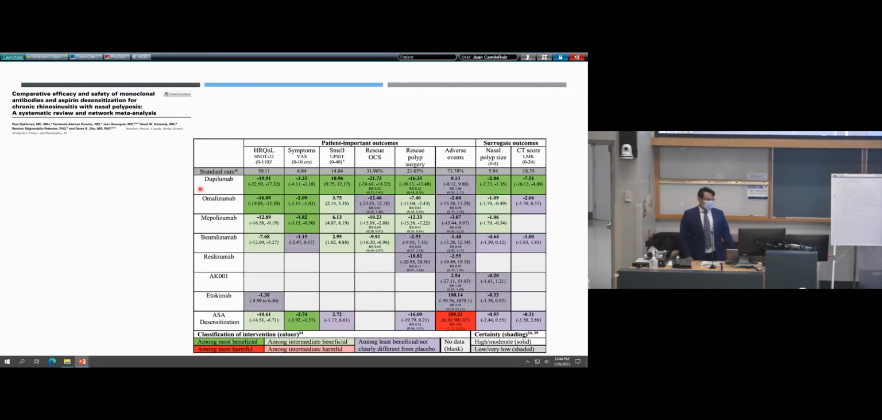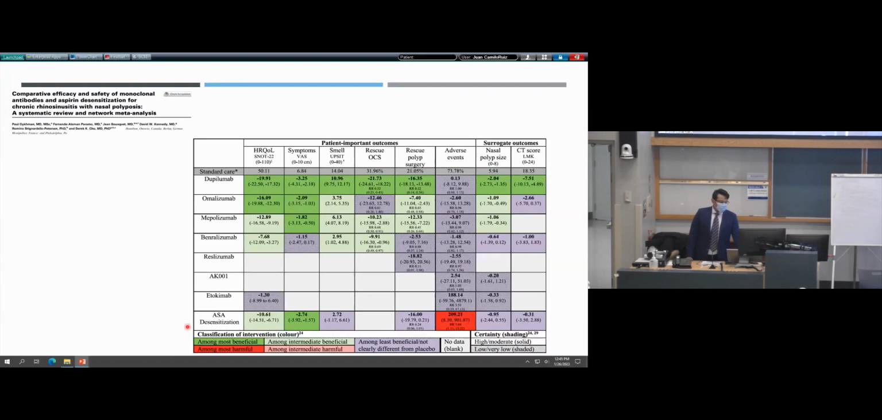The SNOT-22 score, visual analog score, increased improvement of smell, less use of oral corticosteroids, less use of surgery, and nasal polyp size, as well as CT scores. Omalizumab had improvement in 2 scores, and mepolizumab had significant improvement in 1.